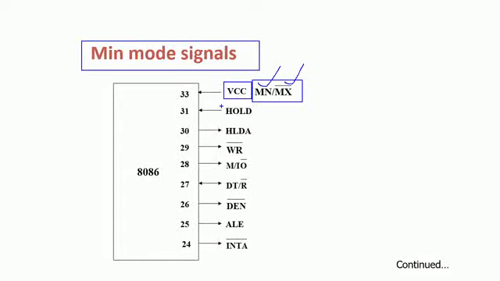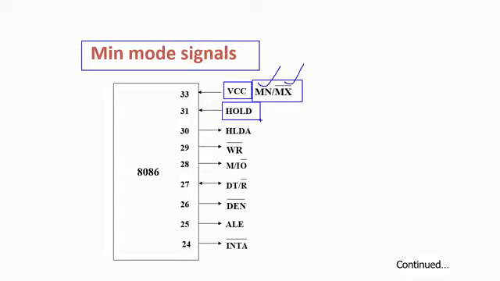So, HOLD. We have seen just a few minutes back in the same video one technique called DMA, direct memory access. DMA technique is nothing but exchanging a bulk amount of data between the peripherals and the memory without involvement of the microprocessor.